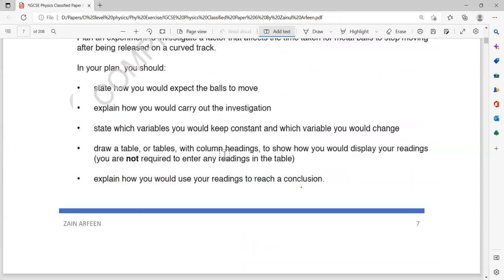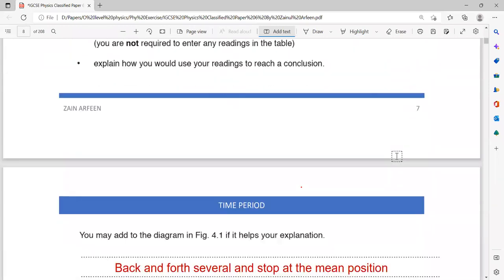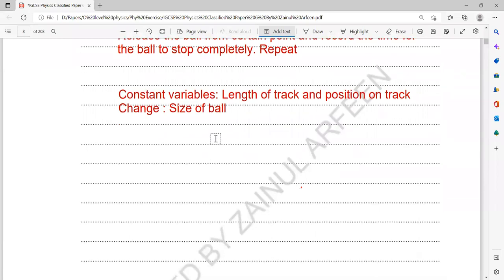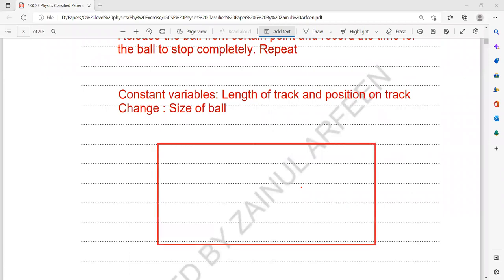Then draw a table or tables with a column heading to show how you display your readings. In exam, you don't have to write any numbers, you just have to show how, because you're changing the size of the ball. So we'll draw a table. The first one, we have the size of the ball. And the second one, the time it will take to stop. So size, usually a diameter, normally in millimeter or centimeter.